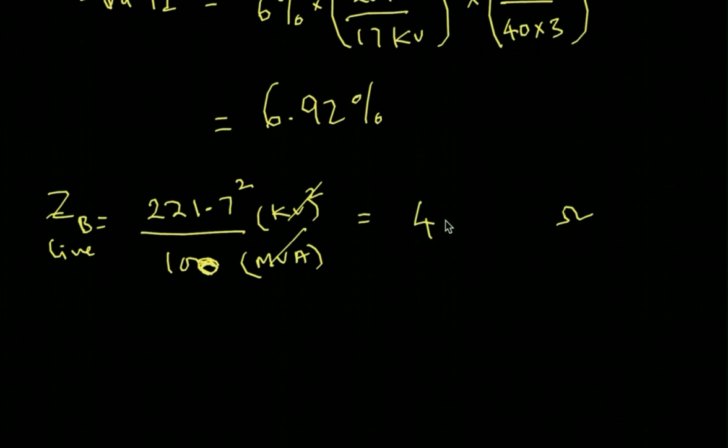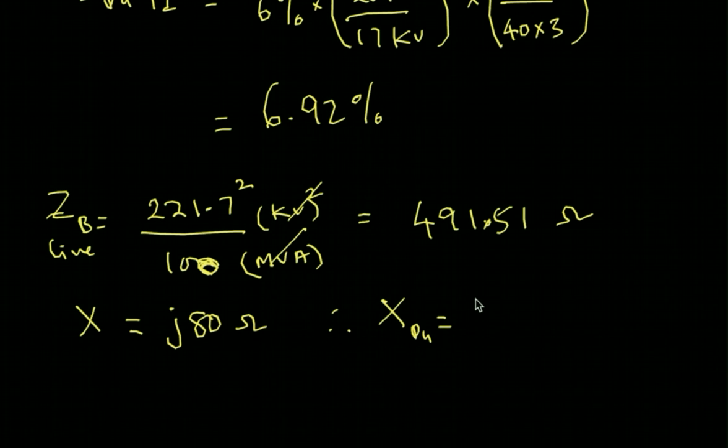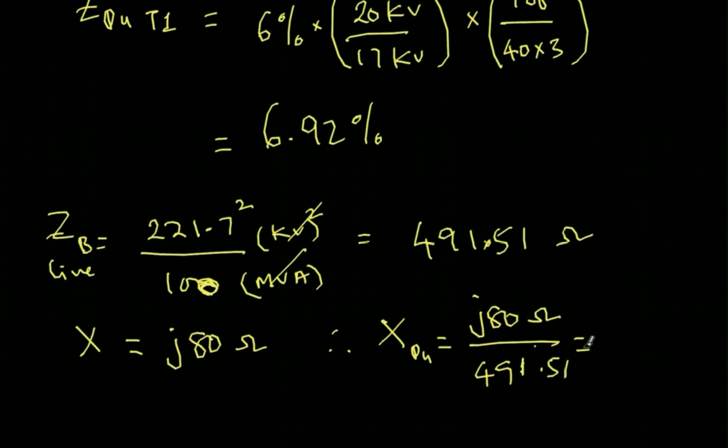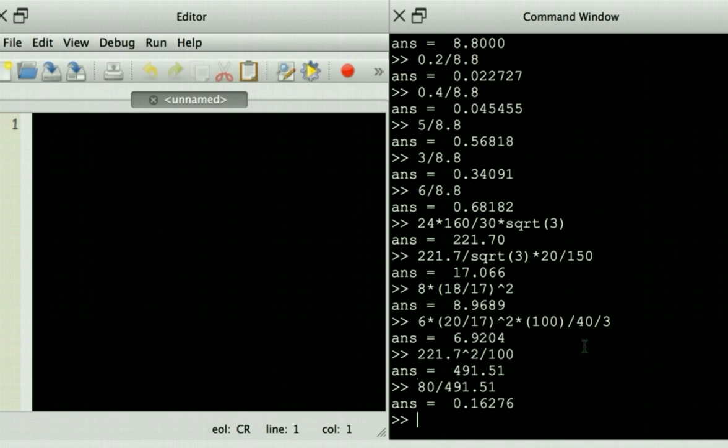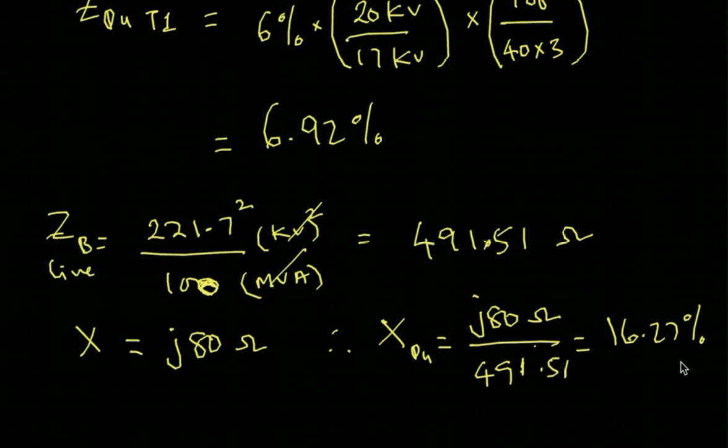That is 491.5. Whereas the reactance of the line is nothing but J80 given in the question. Therefore, the reactance of the line in per unit will be J80 ohms divided by 491.51, so 80 divided by 491.51, which is 0.16276, that is 16.27%. I can express it as a percent also. So this is for the line. Okay, let me change the color, it's getting boring.